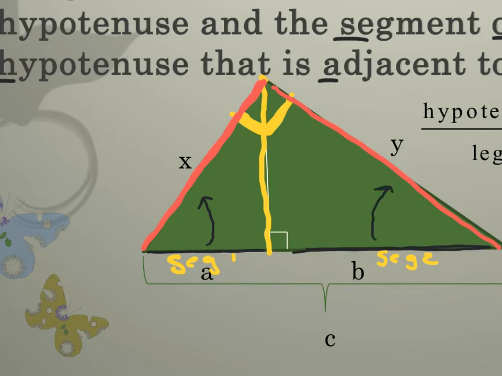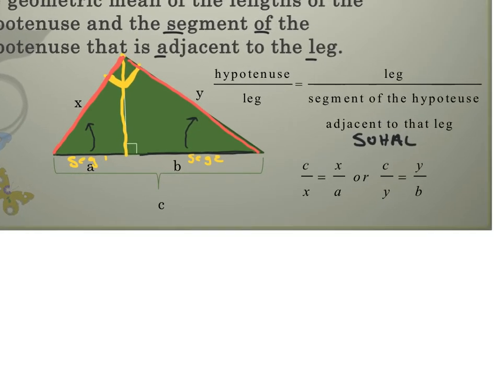Remember, adjacent just means they're next door neighbors. And I look at segment 2 and I ask, which leg is its next door neighbor? For segment 2, it's Y. For segment 1, it's X. Now here's the formula. But how can them being adjacent help you with anything?